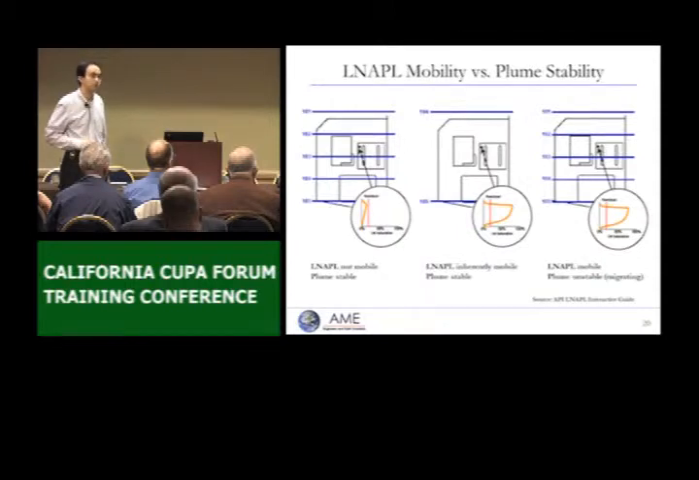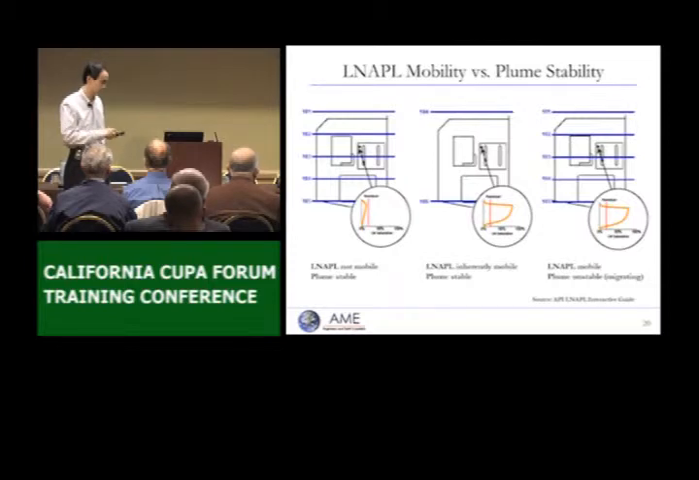Recoverable LNAPL may be present in both stable and migrating plumes. A migrating plume is easy to understand. You have a large volume, you have a high gradient that's moving, so it's easy to recover. But for a stable plume, how can you recover LNAPL? As long as it has high enough saturation, you can create a gradient so that it will move. Depress the water table, use vacuum enhanced recovery, all those things will allow you to recover, even for a stable plume.